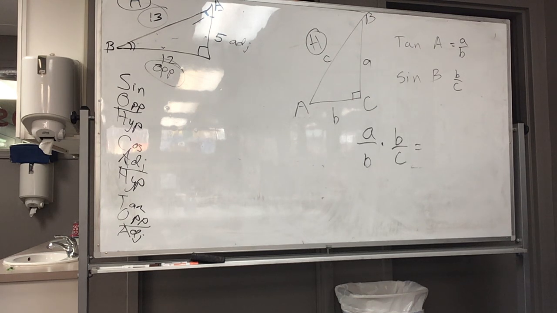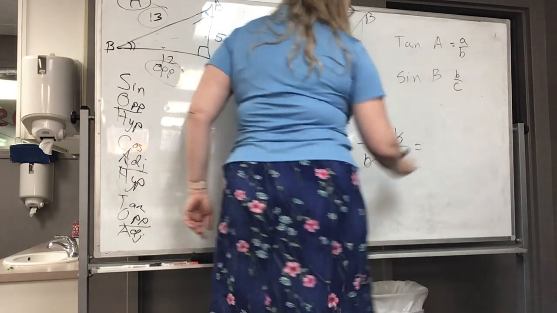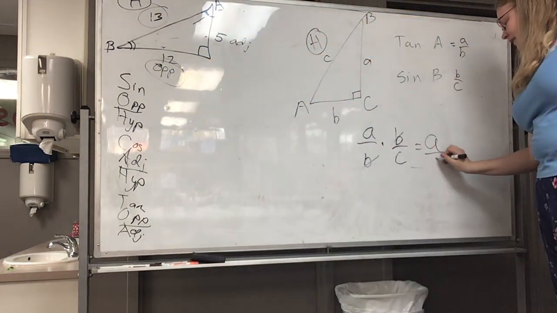Dust off your multiplying fractions. How do you multiply fractions? The two B's cancel out, and your final answer is A over C.